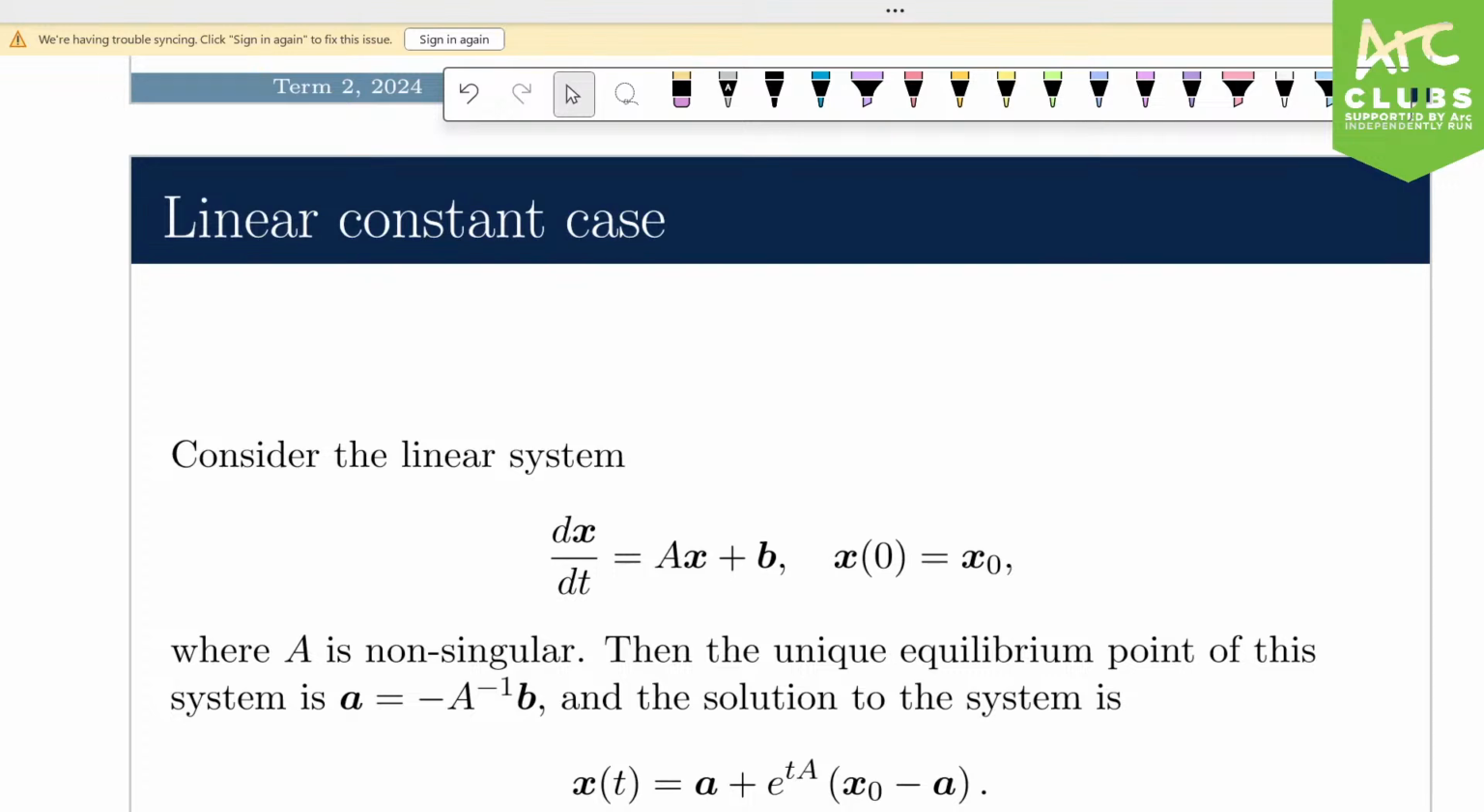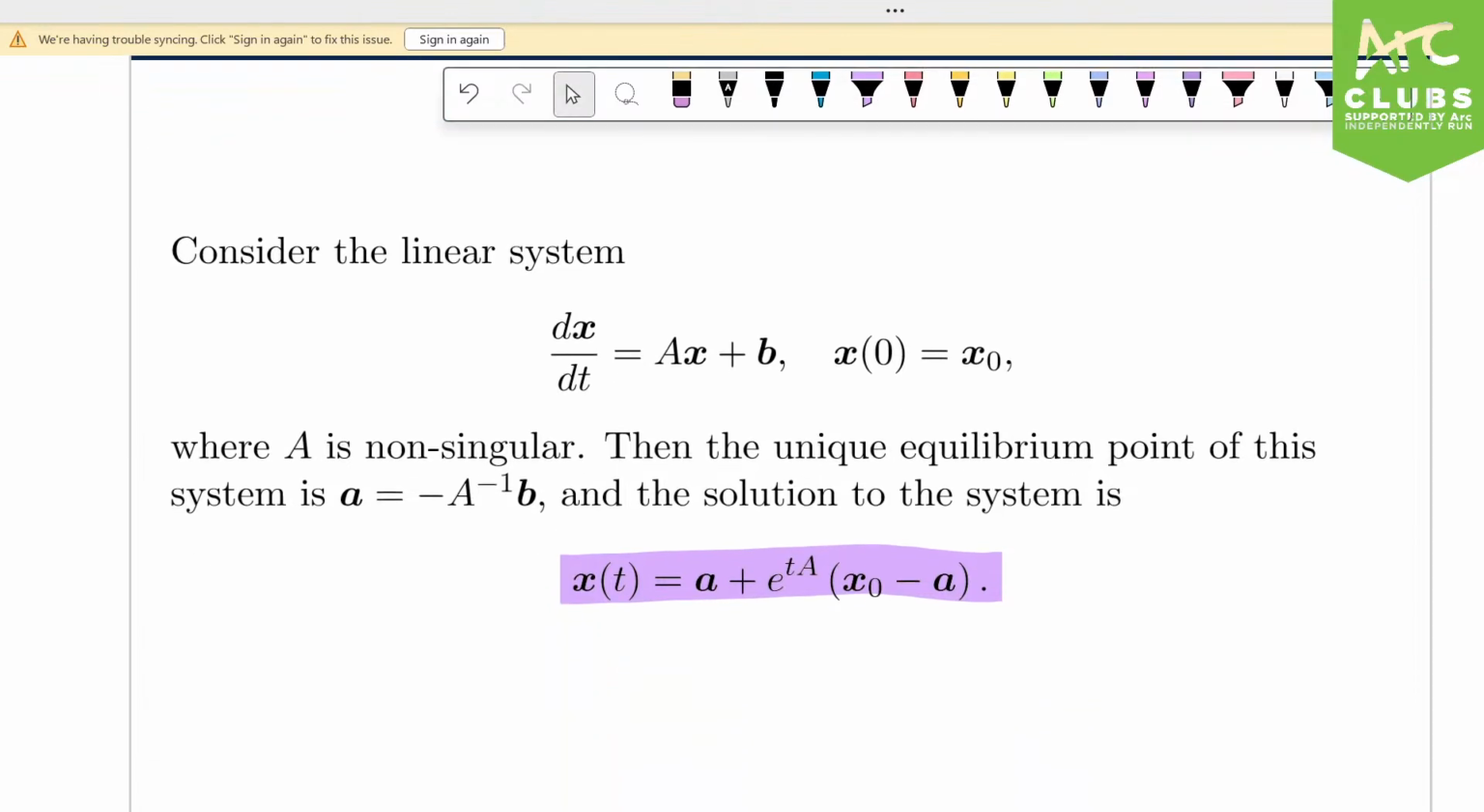So here's just a bit of extra theory stuff. If we have a linear dynamical system, dx on dt is Ax plus b, initial condition x naught, where A is non-singular, meaning we've got an inverse, then the unique equilibrium point is given by A equals negative A inverse b. We're simply saying that Ax plus b equals 0. So we move the b over to the other side, get a negative, multiply both sides by A inverse, and we end up with that. So this isn't too important. This is just an interesting fact that we're going to point out.